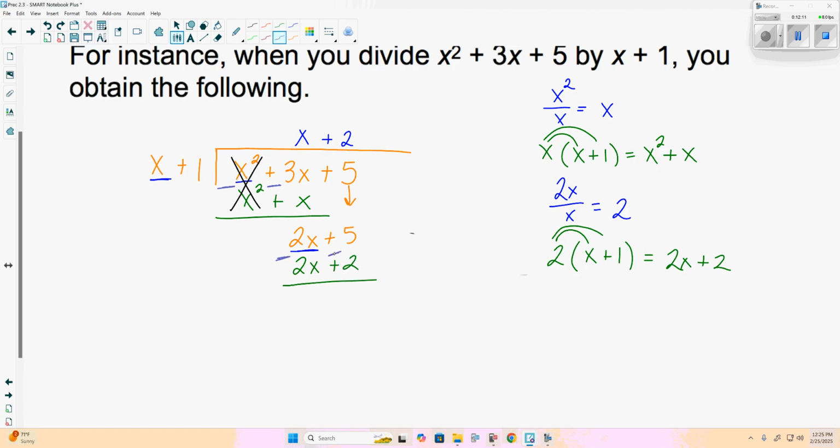Last but not least, we'll subtract. 2x minus 2x cancels. 5 minus 2 gives us 3. Now, since we do have a remainder, we have to add it back in as the remainder over what we were dividing the polynomial by. So this ends up giving us x plus 2 plus 3 over x plus 1.